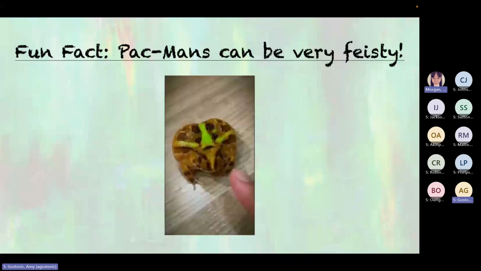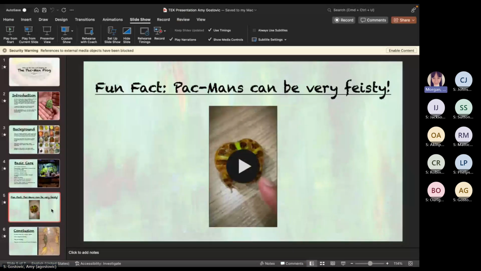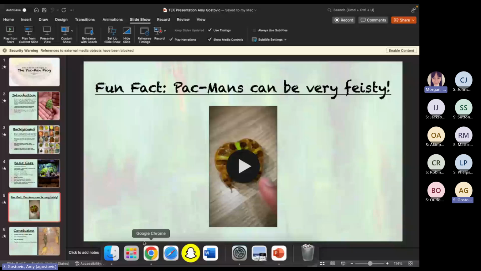What are you feeding your pet? I'm feeding him hornworms, dubia roaches, and mealworms. I don't have a picture of hornworms in my presentation. Well, yeah, but that's really cool, Amy.